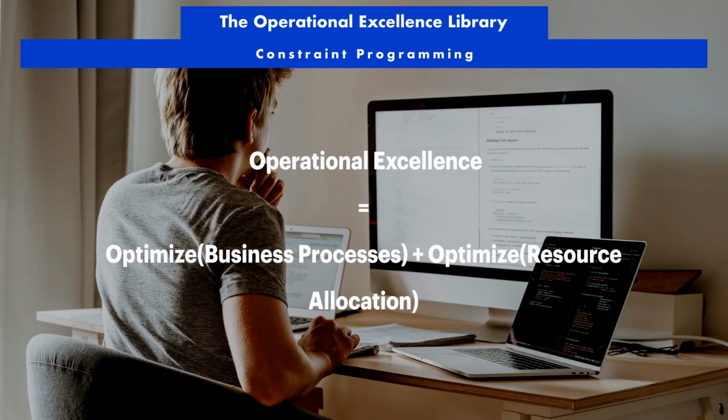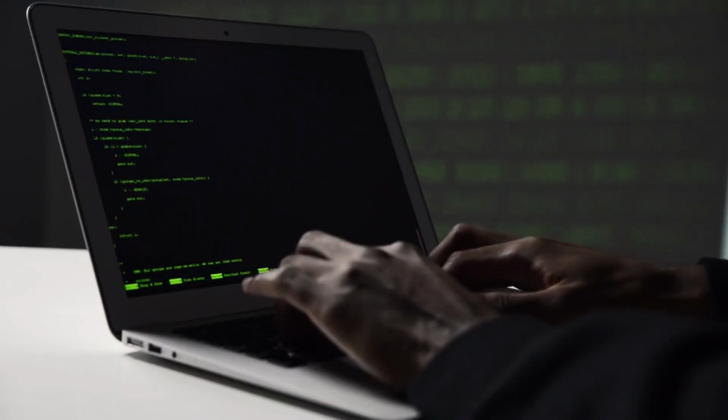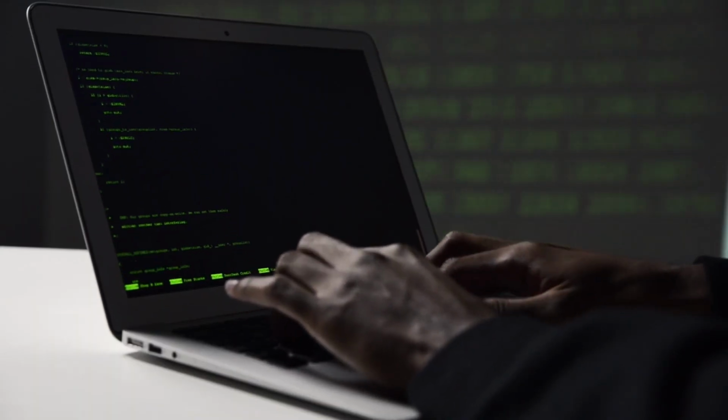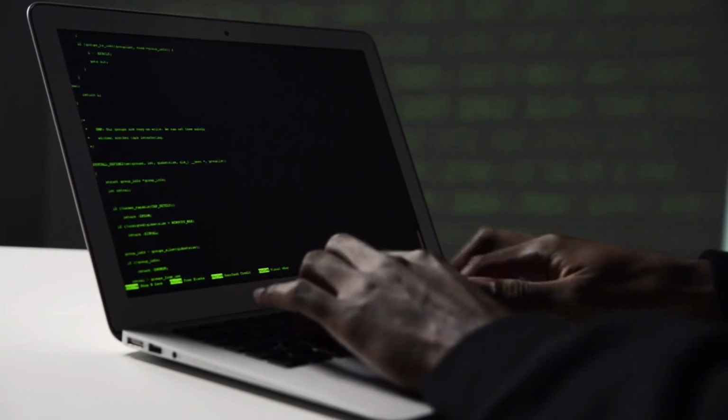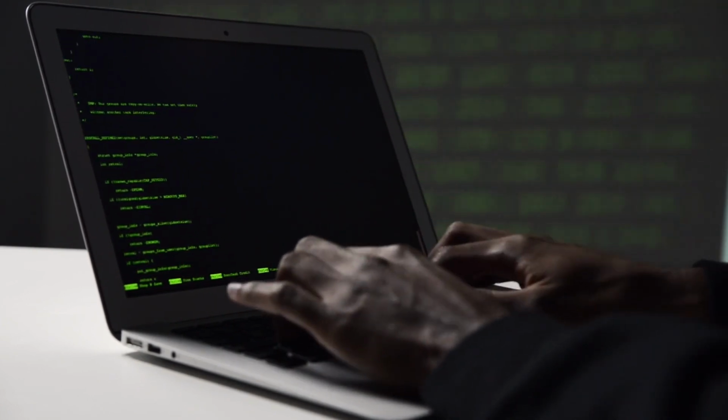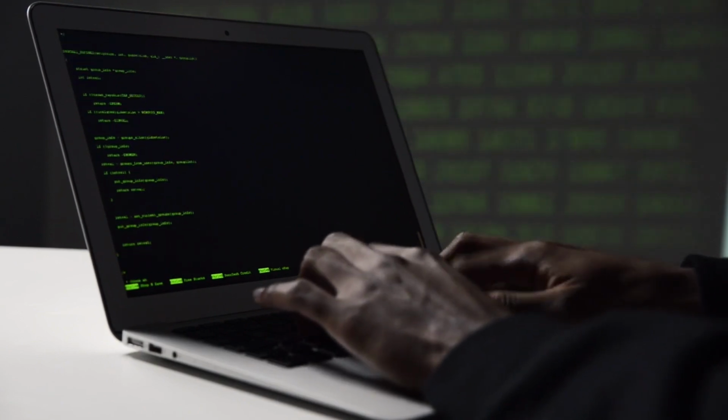That's when I realized that our traditional approach to optimization was no longer sufficient. We needed a more sophisticated approach, one that could tackle the intricate web of constraints that bound our operations, and that's when I turned to constraint programming. In its simplest form, constraint programming is about finding the best possible solution within a set of constraints. It's like trying to find the perfect combination of ingredients to bake a cake, while adhering to dietary restrictions, budget constraints, and cooking time limitations.